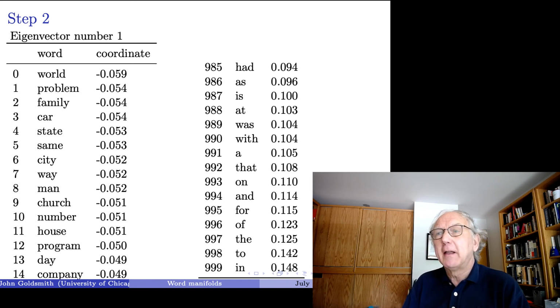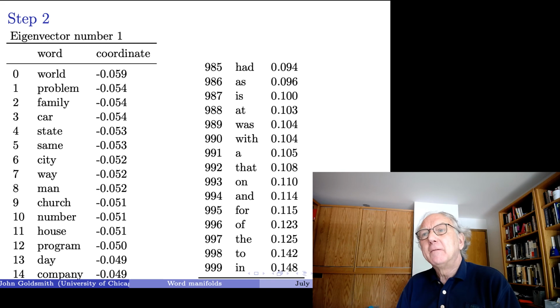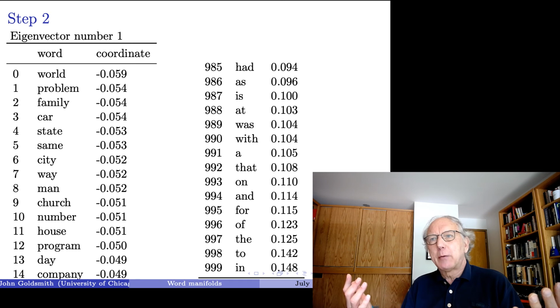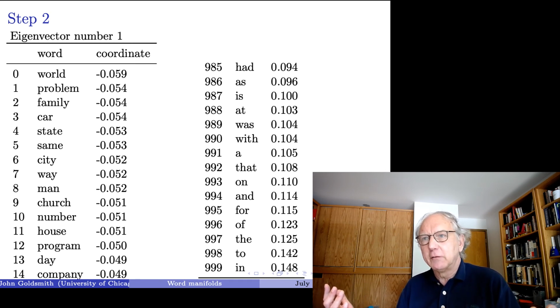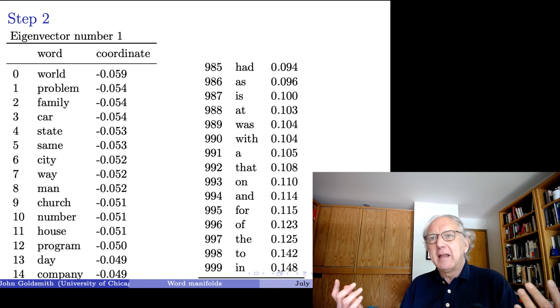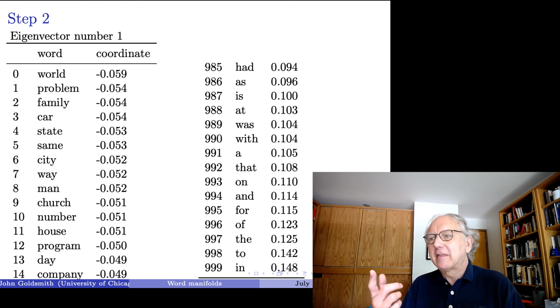And so now we're looking at eigenvector number 1, and we see a bunch of words. Here they are: world, problem, family, car, state, same, city, way, man, church. And you probably say to yourself, what do these have in common? Well, they are nouns, yes, and they are high-ish frequency nouns. And we look at the bottom of that eigenvector, and what do we see?